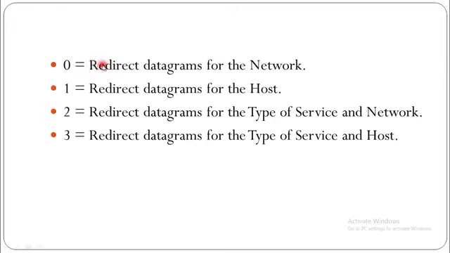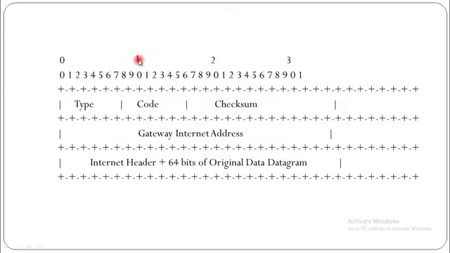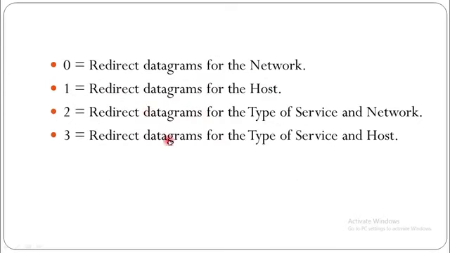And as you can see, 0 is the redirect datagram for the network, and the redirect datagram for the host is 1; then there are 2 and 3. The second one is the redirect datagram for type of service and network, and the third one is the redirect datagram for type of service and the host.